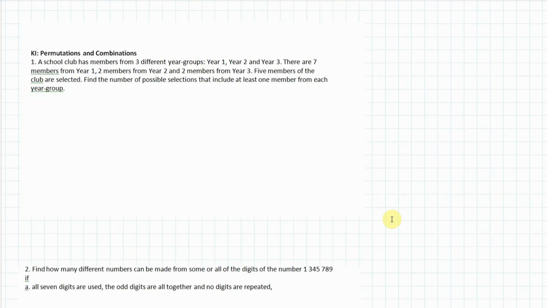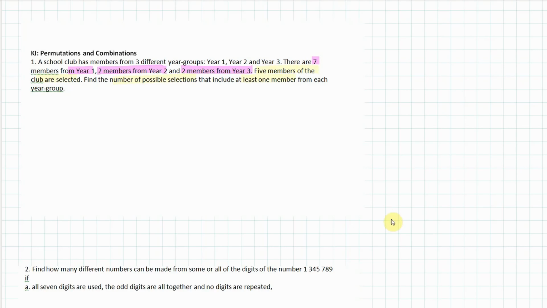Now, the next question here is a permutations and combinations one. We've got a school club that has members from 3 different year groups. There are 7 members from year 1, 2 members from year 2, and 2 members from year 3. And 5 members of the club are selected. We've got to find the number of possible selections that include at least 1 member from each group.